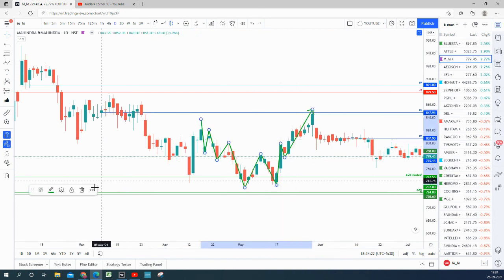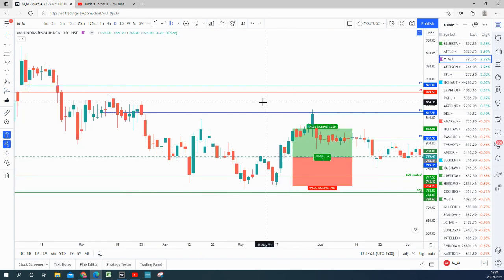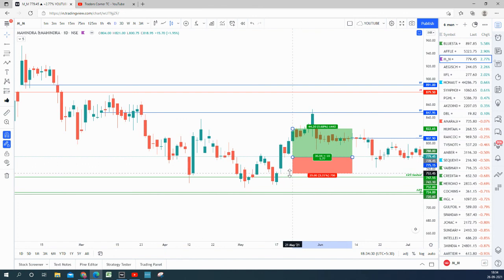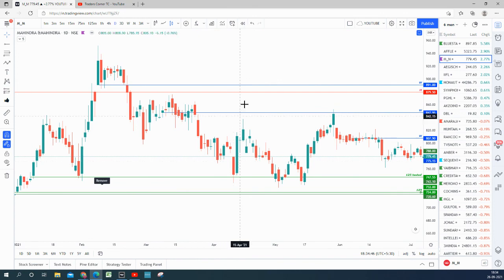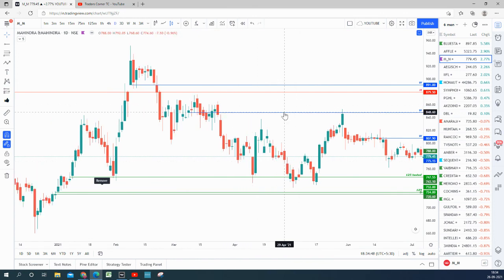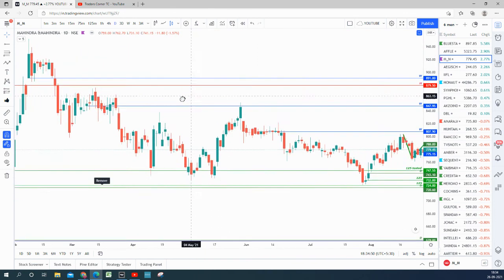Even if you calculate the stop loss, entry is here and stop loss is below this, 25 points. What is the target achieved? Almost 2.98 percent. See, I'm just going through the charts randomly and showing examples. I did not choose this one specifically. So this method does wonders, guys.